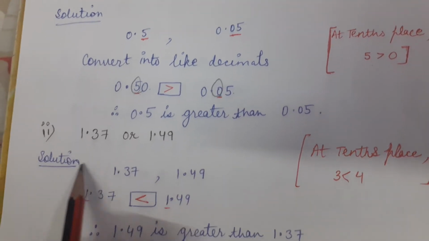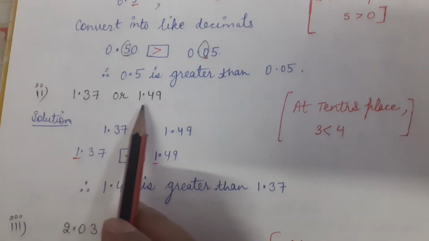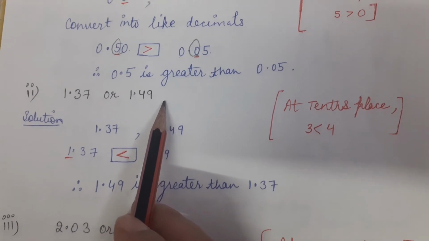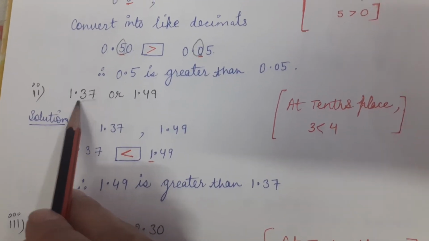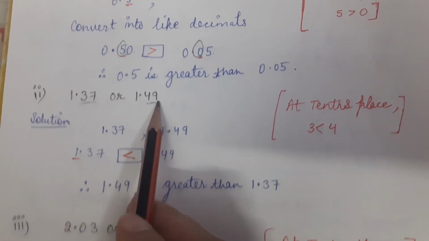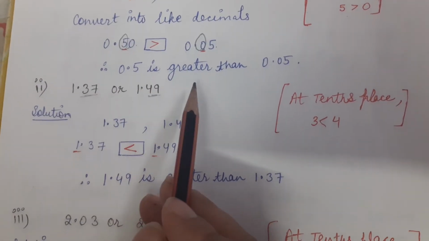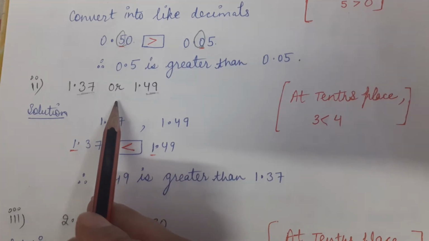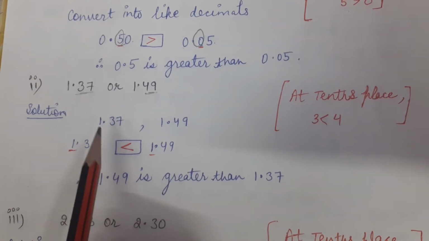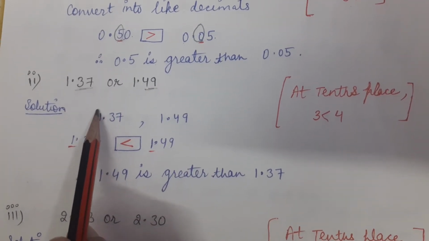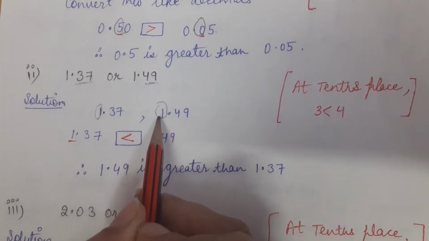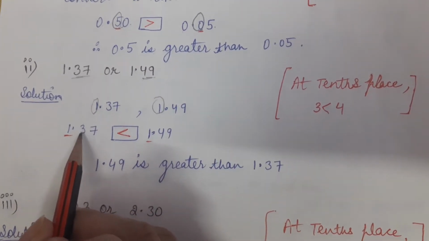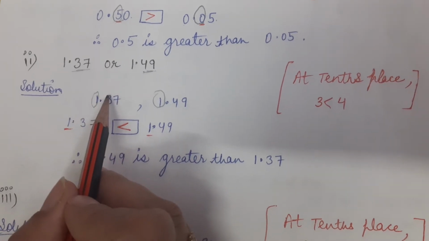That's it. Next, 1.37 or 1.49. Now this is already in like decimals. That means decimal places are 2 here and 2 here. So we need not convert into like decimals because they are already like decimals. So we compare the whole part first. What is the whole part? 1. What is the whole part? 1. 1 is the same, so we have to move on to the next.